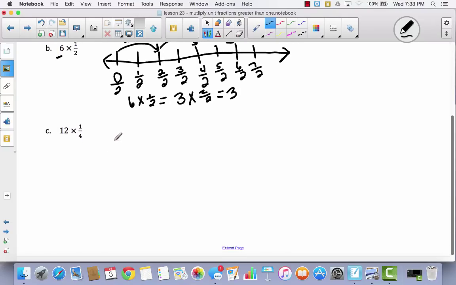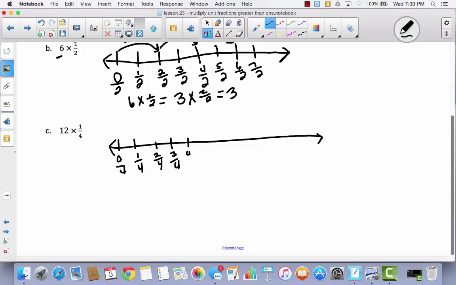All right, so now we've got 12 times 1/4. So I know I'm going to need at least 12 fourths. So I've got 0 fourths, 1/4, 2 fourths, 3 fourths, 4 fourths, 5 fourths. I'm going to keep going until I get to 12. 6 fourths, 7 fourths, 8 fourths, 9 fourths, 10 fourths, 11 fourths, and 12 fourths.